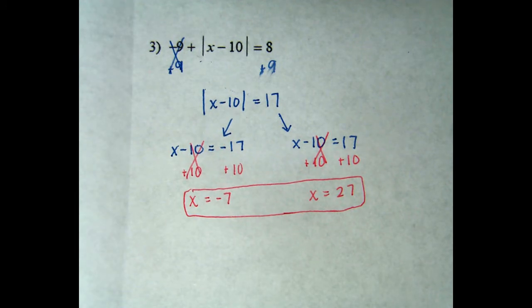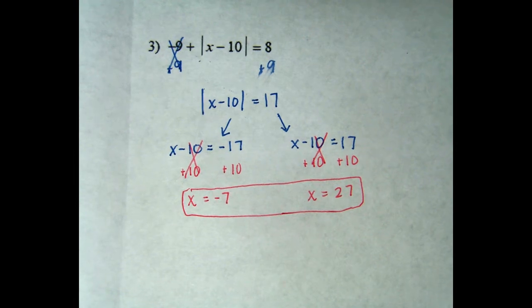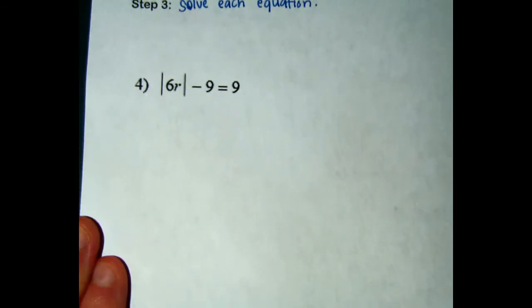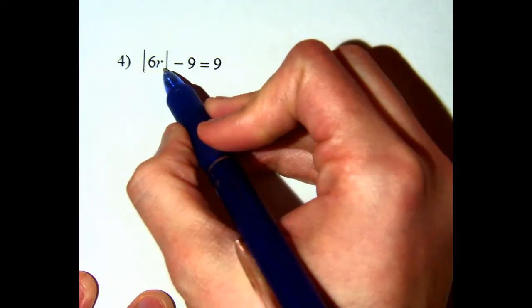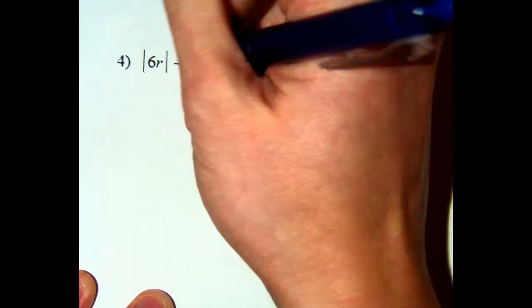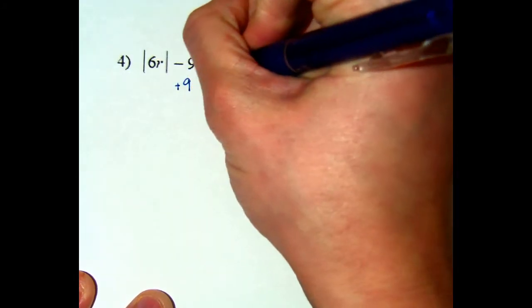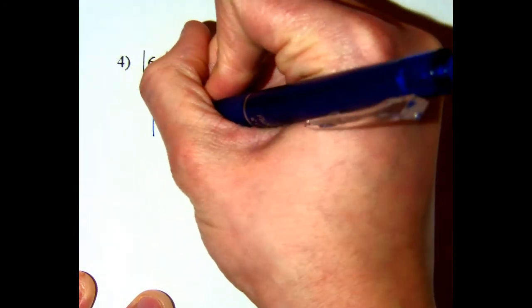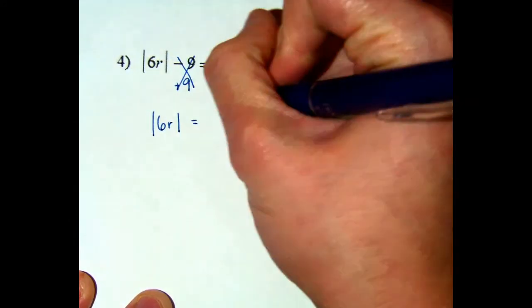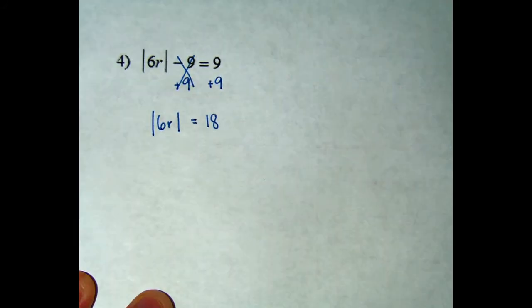Let's look at number 4. All of these are the same process. If you're working on this by yourself, it's good to pause this video and work number 4 yourself. We have to isolate the absolute value. Here's the absolute value. We have to move this 9 over. It is again a negative 9, or minus 9. So we have the absolute value of 6r equals 18. That's step 1.